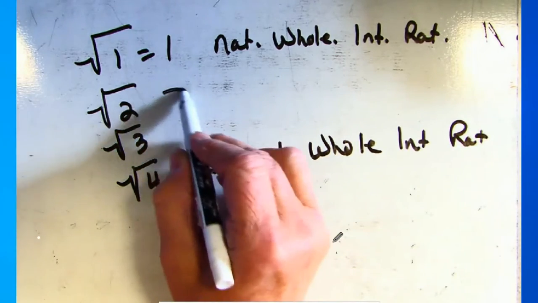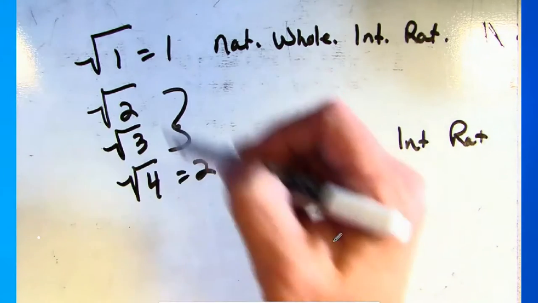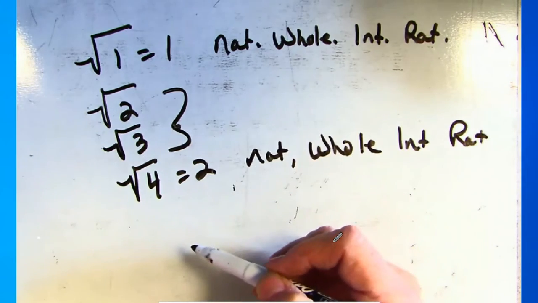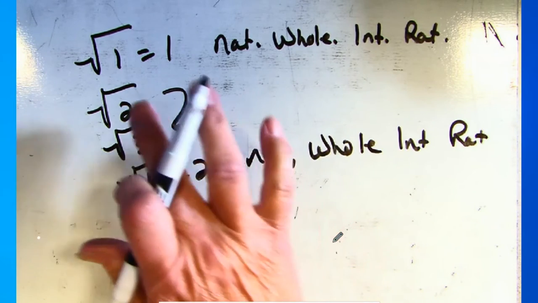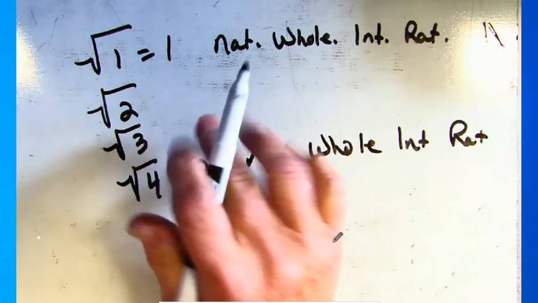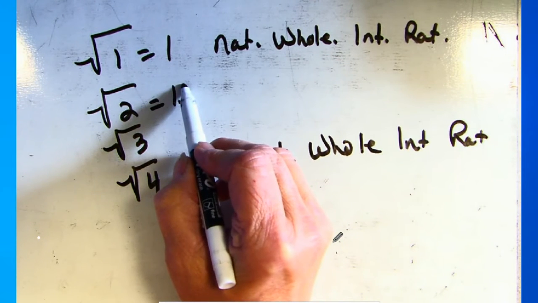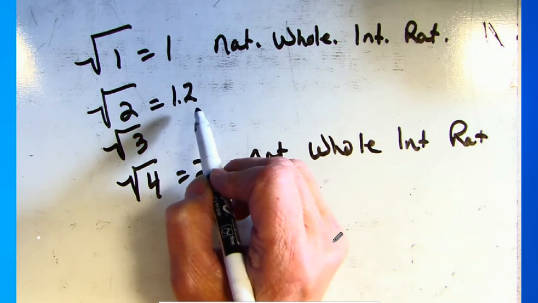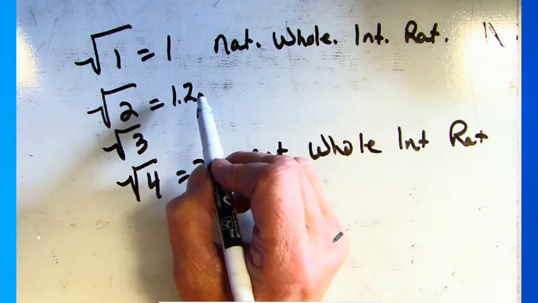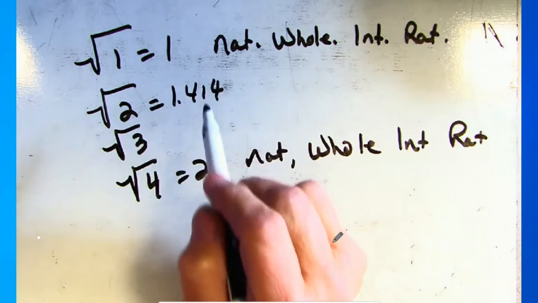But these guys right here, they're in between 1 and 2. It's going to be 1 point something or 2 point something. And if we looked at a calculator, we'd find out that the estimated value of the square root of 2 is 1.414.